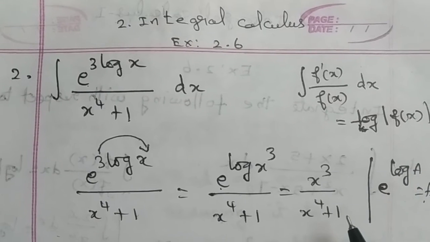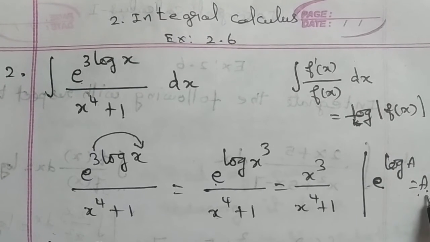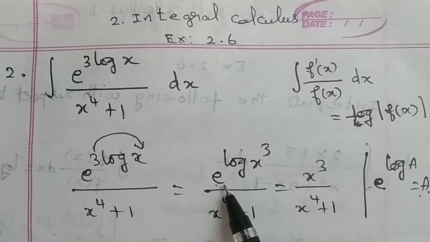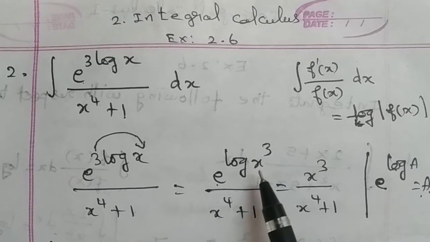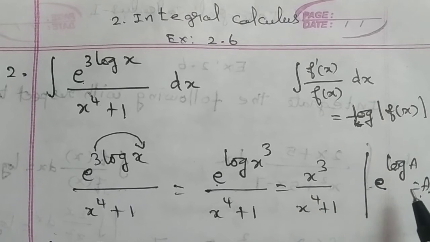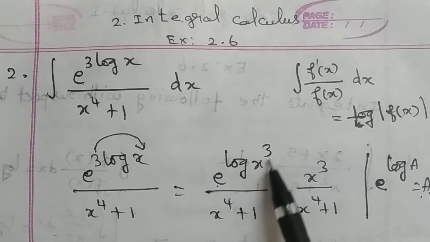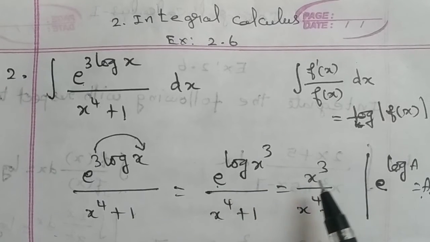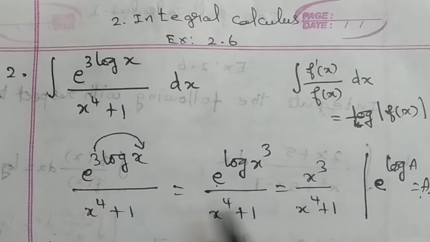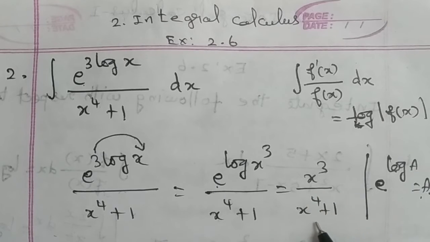We know the condition e power log a equals a. So e power log cancels. What is the remaining term? X cube only. So e power log x cube equals x cube. The denominator is x power 4 plus 1. So we simplify this term as x cube divided by x power 4 plus 1.